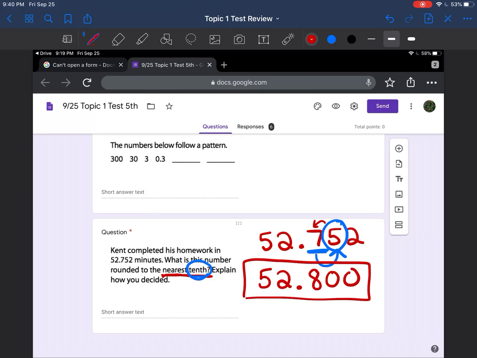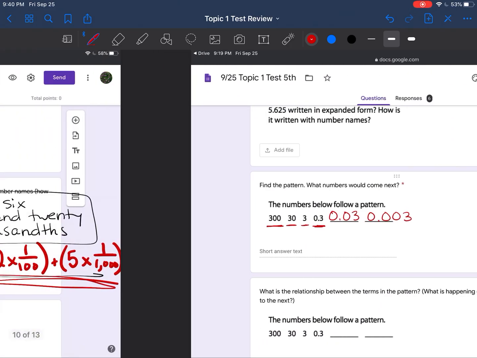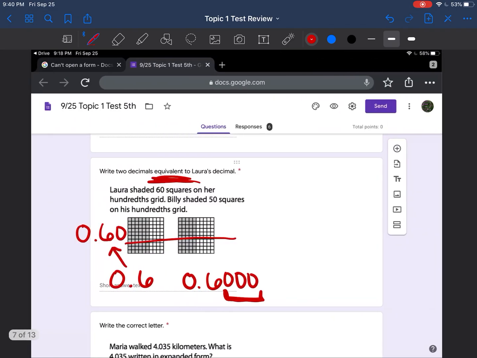So you could have written it like this, rounded to the nearest tenth, or you could have just written it like that as well. But again, you had to explain how you decided. If you didn't have an explanation, you got some points off because you had to explain exactly how you got this answer. And you could have said something like, I looked at the 7 and then I looked next door at the 5. The 5 told me to round up. Something like that, but you needed to explain your work. All right? So, these are all the answers to the test.